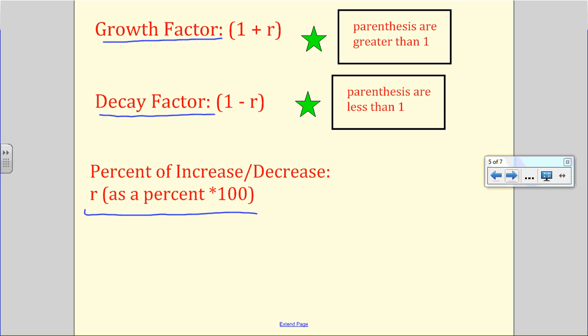Okay? Do you guys have all of this on your notes, or is there some of it that you need to add in there? Do we have all those definitions on your notes? All right.